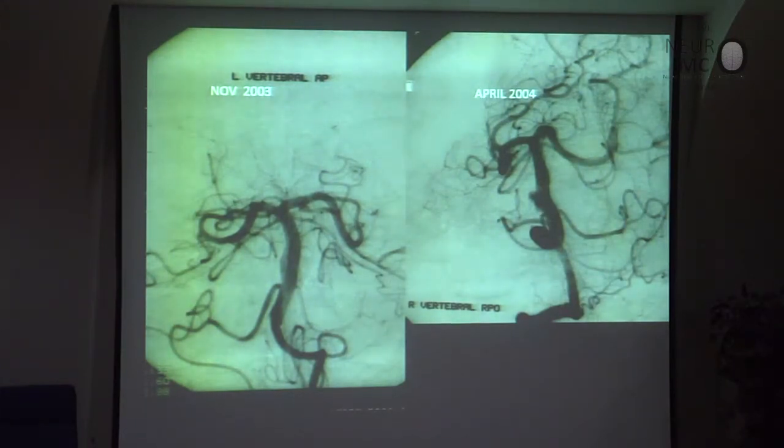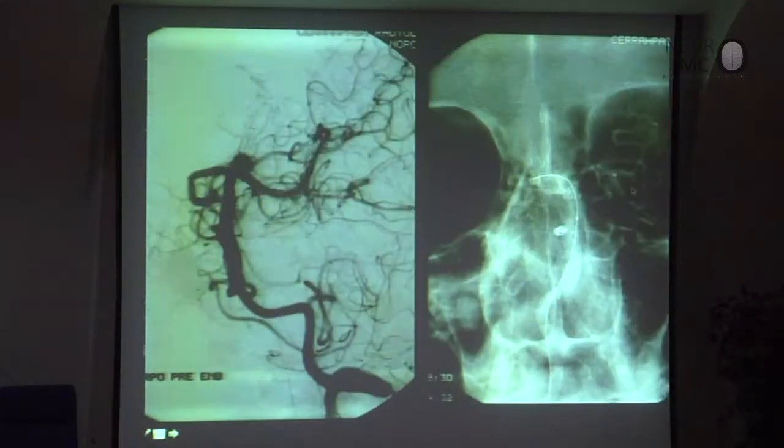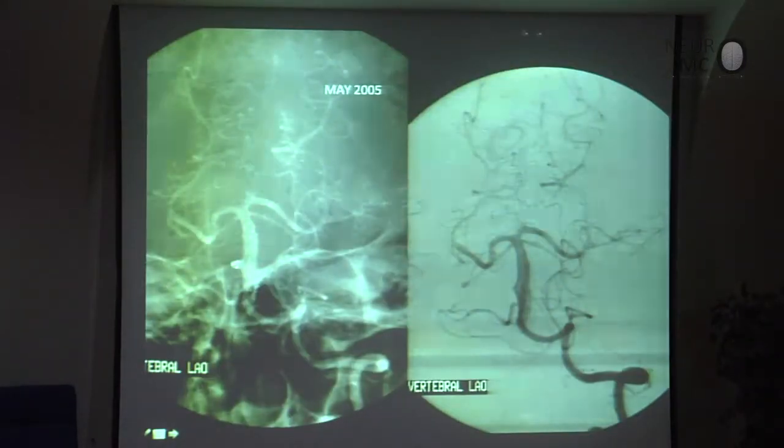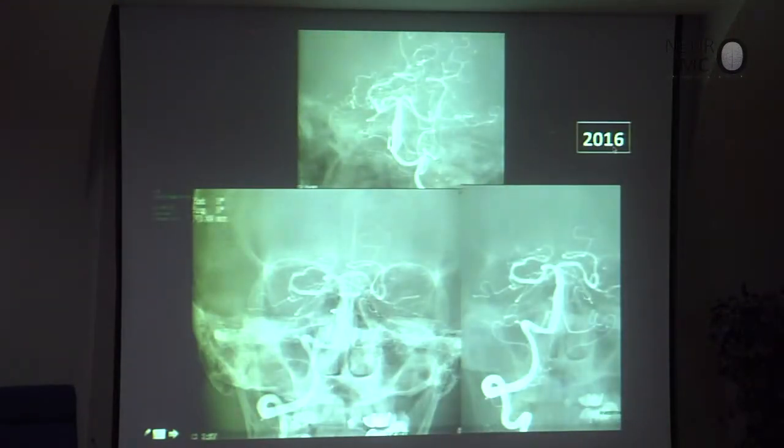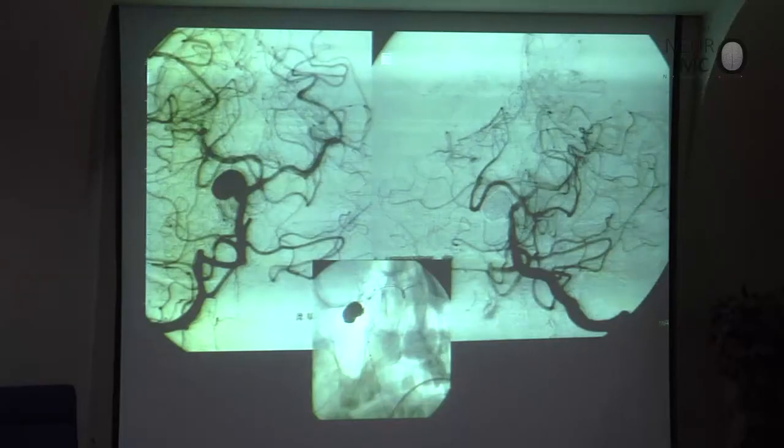A simple fusiform enlargement turned out to be a kind of circular wide-neck aneurysm. And at that time, we coiled it with the balloon remodeling technique. This is May 2005, looks good. This is 2015, 10 years later, still looks good. So we should follow the patient frequently in the follow-up period.